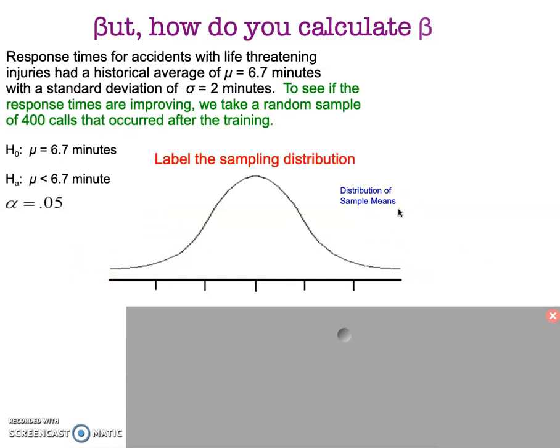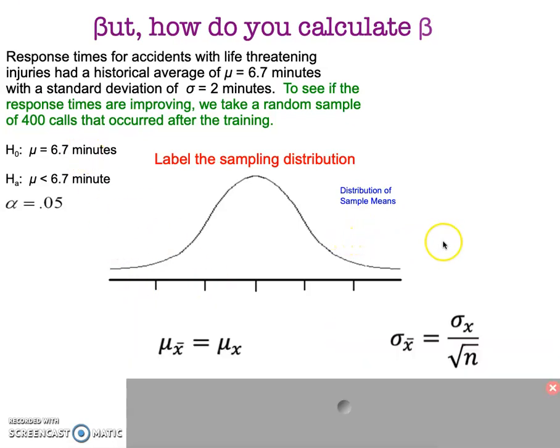Real quickly, think about what the labels look like on the bottom of that sampling distribution. You learned that last chapter. Pause, come back. Okay, there's a hint for you. The mean of the sampling distribution equals the original population mean. The standard deviation of the sampling distribution equals the original standard deviation divided by the square root of the sample size. Plug in the numbers.